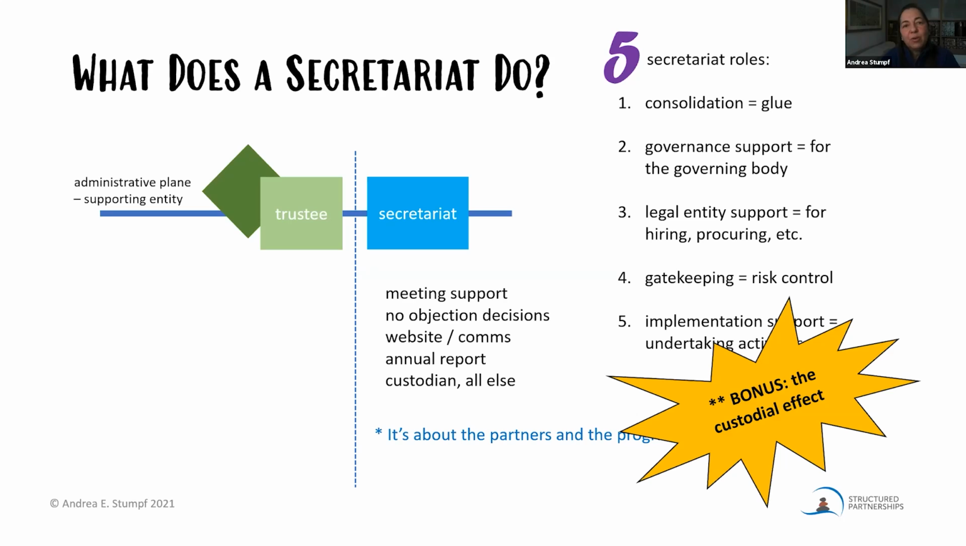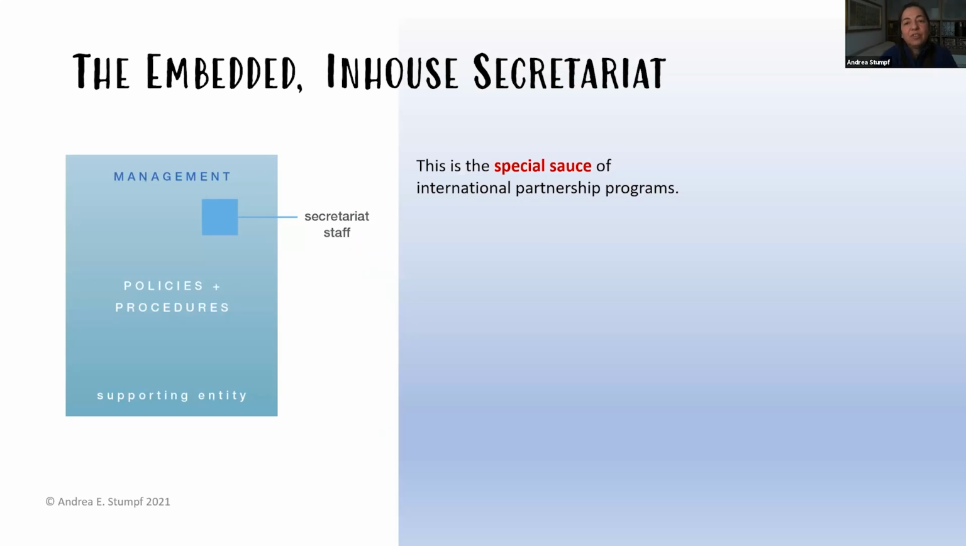And then there's one other which I like to mention, and I have a whole chapter in my book on this, which is the custodial effect. That's a term that I bring to the table, but it's trying to capture the role that Secretariats play for things that people may not have thought about or that were unanticipated, but somebody has to take care of it. And usually that ends up being the Secretariat. So it'll fall into the lap of the Secretariat, acting essentially as a custodian for the partnership.